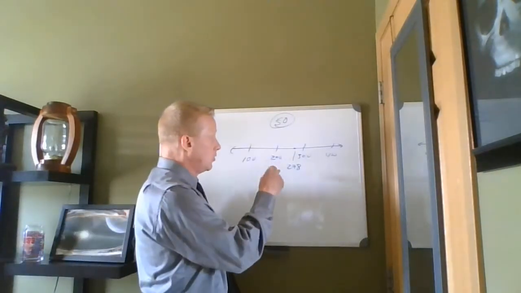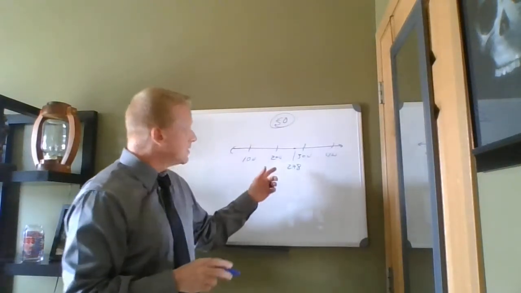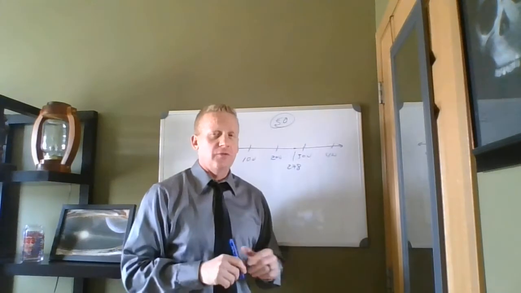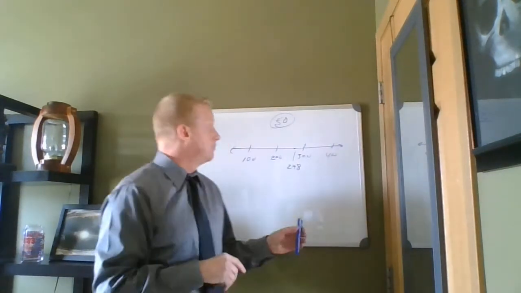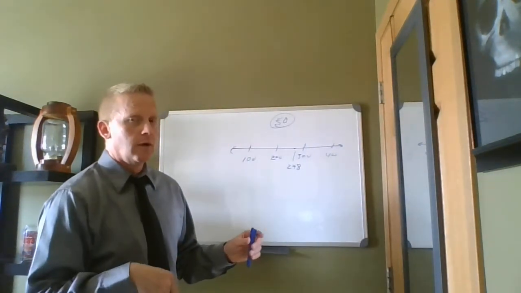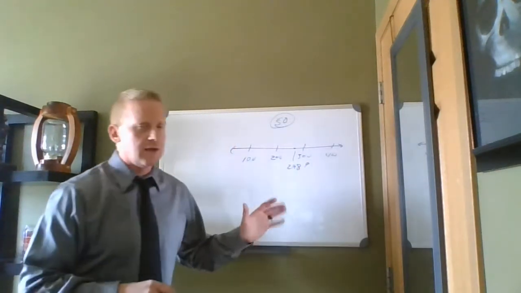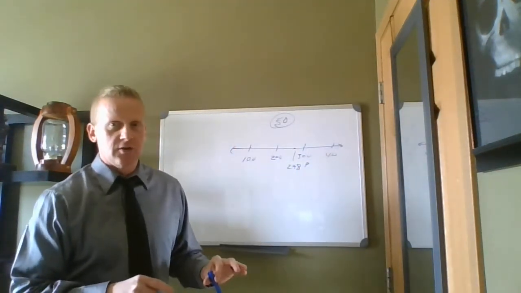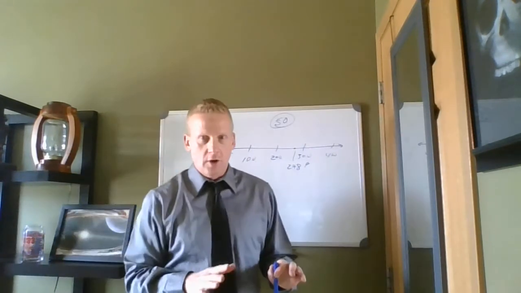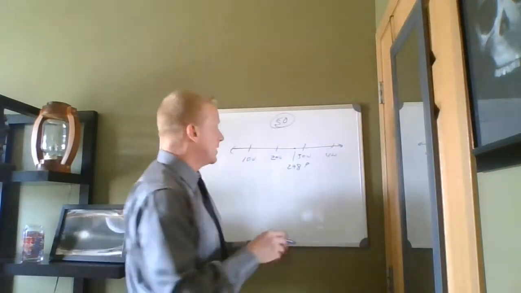So in this case, 278, is it above or below 250? That's right, it's above. So we're going to go up or down? We're going to go up. We're going to go up to 300. Does everybody understand? This kind of gets a little bit tricky right now, so I just want to make sure everybody's good to go. Are you good? Okay.